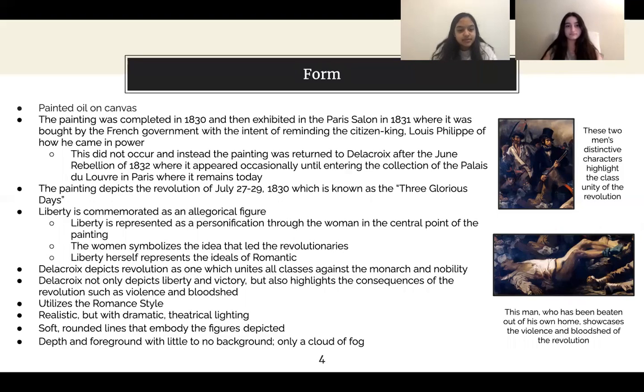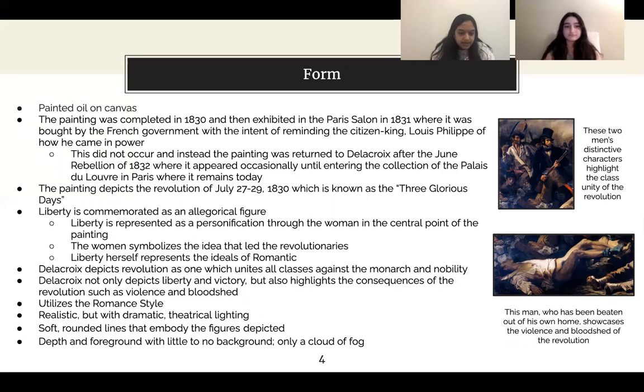The painting depicts the Revolution of July from day 27 to 29, 1830, which is known as the Three Glorious Days. Liberty is commemorated as an allegorical figure. It's represented as a personification through the woman in the central point of the painting. The woman symbolizes the idea that led the revolutionaries, and herself, she represents the ideals of romantic paintings.